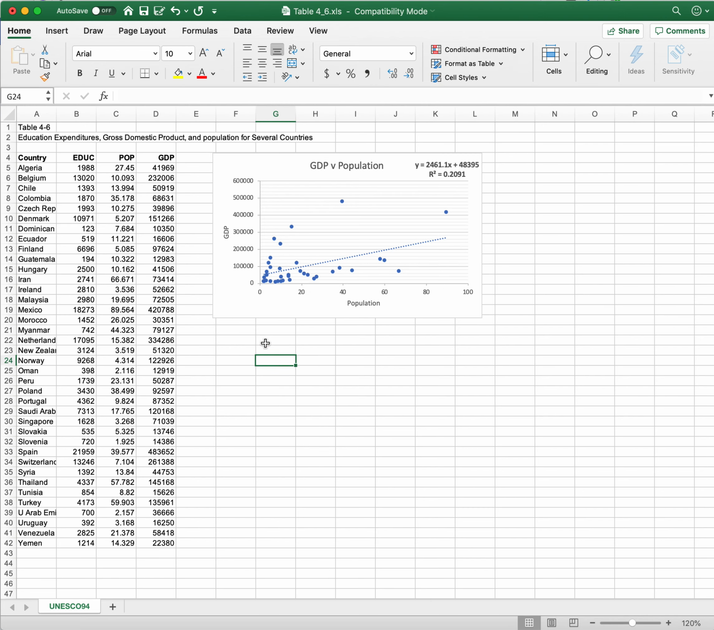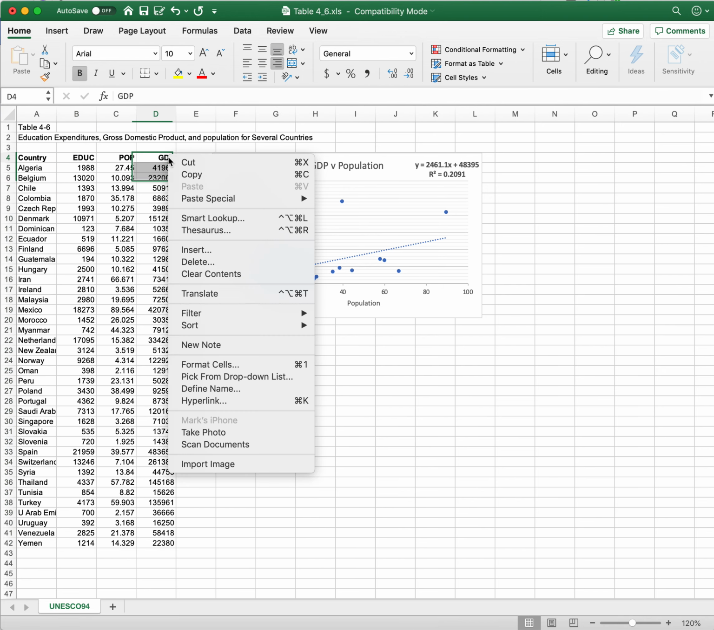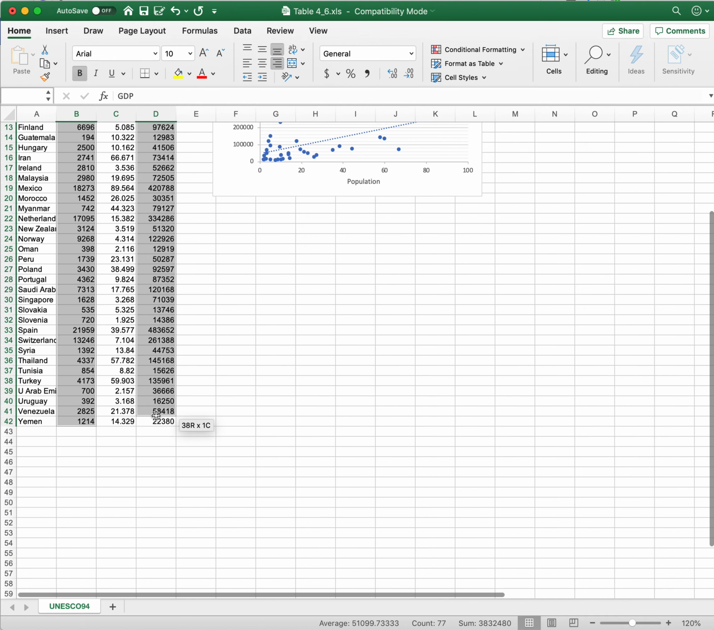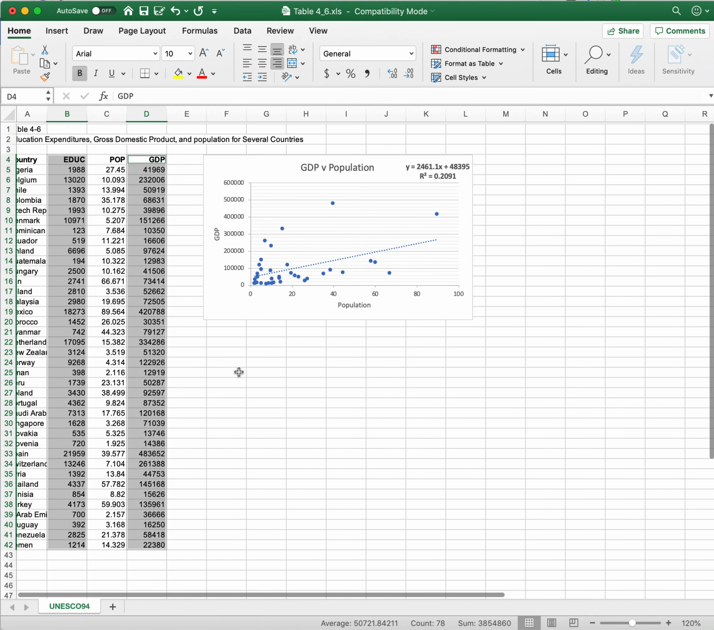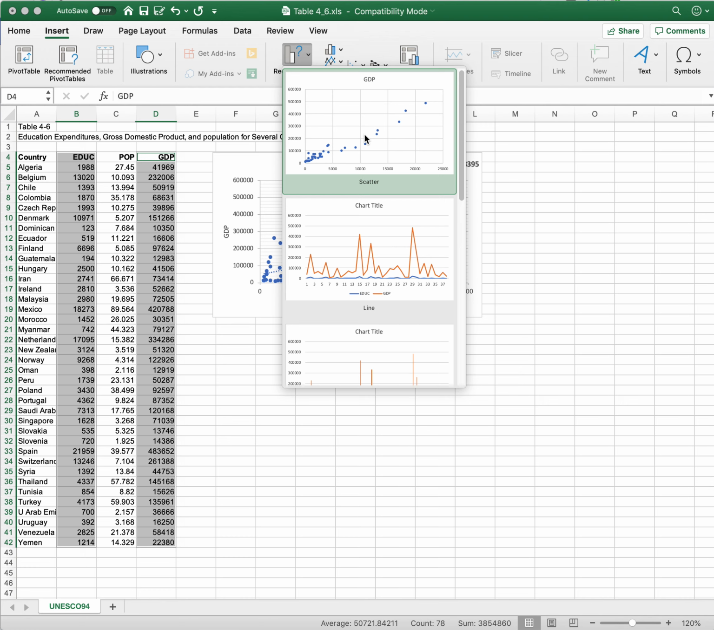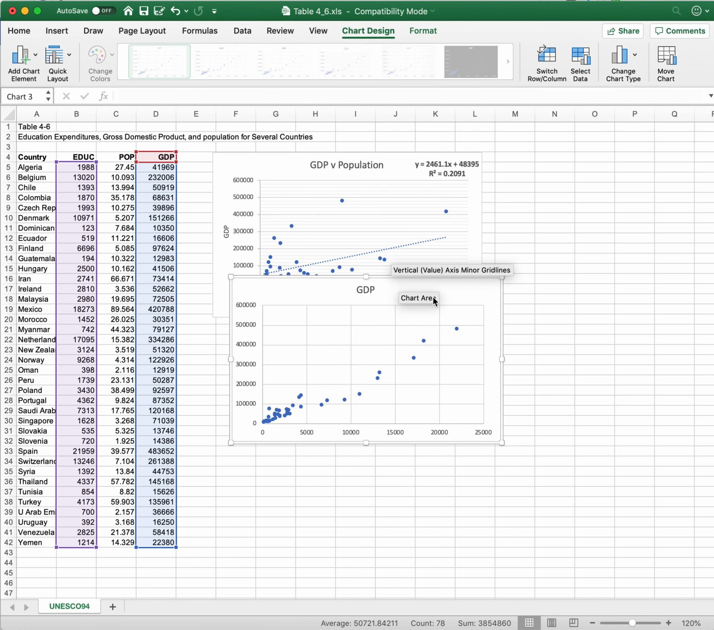Okay, so let's try the other one. Let's try education. Now I have to highlight education separately, and then I probably hit the control key and then highlight GDP. Oops, I'm on a Mac. It probably behaves differently. I probably have to do the command key to do that. Yes, I do. And that's not working well. There we go. Okay, so I highlight those two. Now I go again to Insert, I go to Recommended Charts, and I plot that.